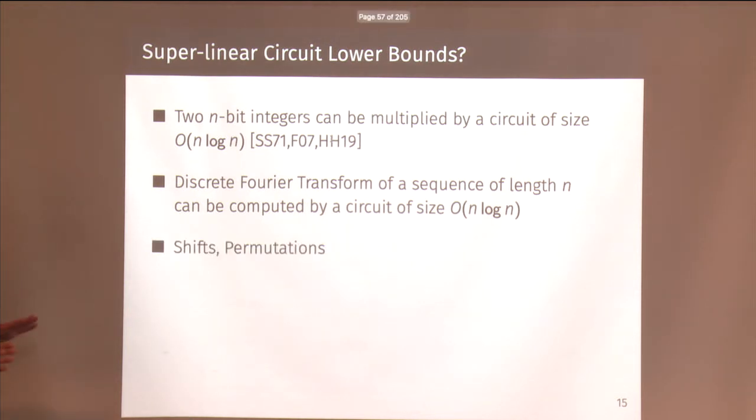Many very simple functions like shifts of the inputs or permutations of the inputs are also conjectured to require superlinear size circuits. Or perhaps just pick your favorite NP-hard problem. Most likely it requires circuits of superlinear size. So we have many candidates. We just don't have techniques. We actually probably don't have techniques for proving superlinear circuit lower bounds.